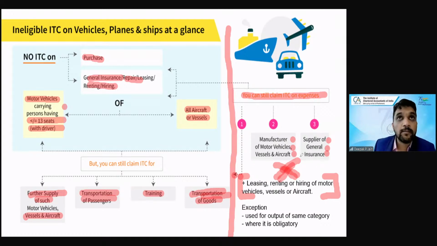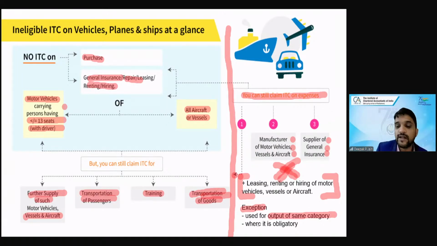Say there is a company which provides car services to all its employees. They are saying we are using it only for business, why don't you give credit? There also credit will not be available. Then the government came up with the exception which says that, if it is used for output of the same category, which means a car dealer or a rental person, if he is taking a lease from somebody, he will get it.